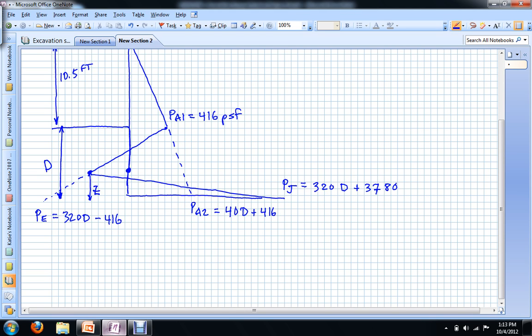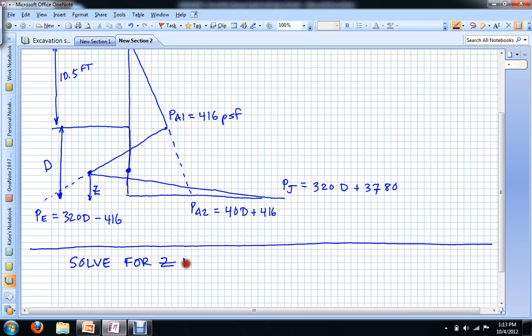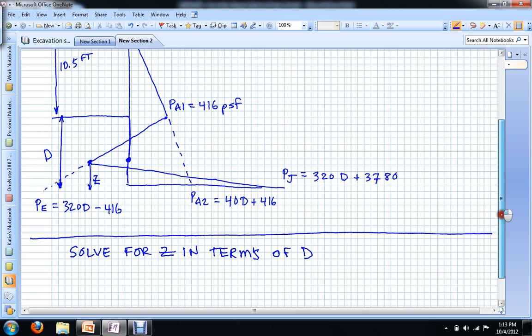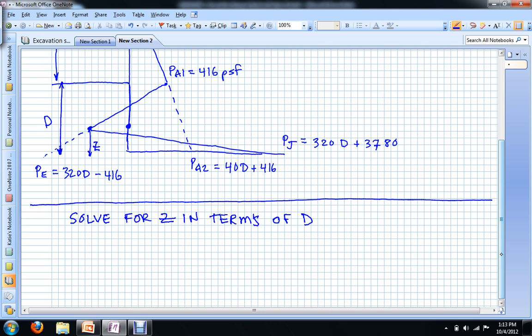But what we now need to do once we have put that equation together is solve for Z in terms of D. The reason we do that is we have our unknowns Z and D, and we know we need to do a substitution in order to solve our simultaneous equations. So when you use your sum of forces equals 0 and plug all your values in, you should have that in terms of D and in terms of Z. Those are going to be your 2 unknowns in that equation.